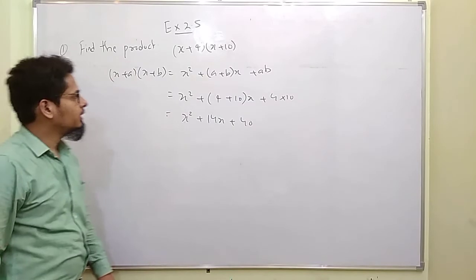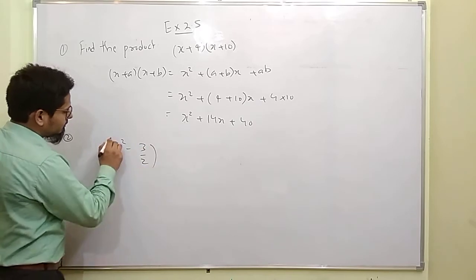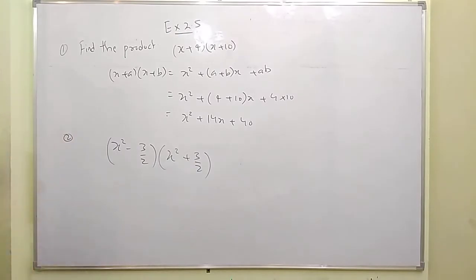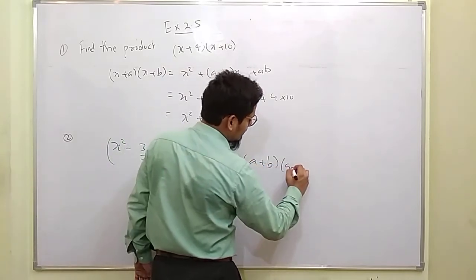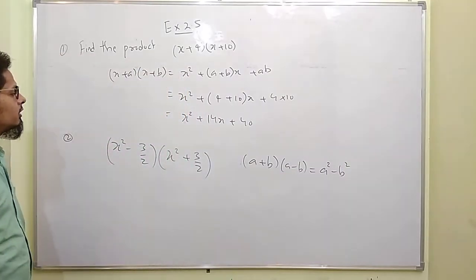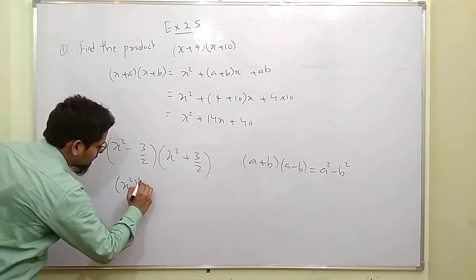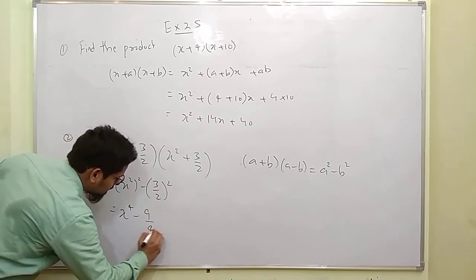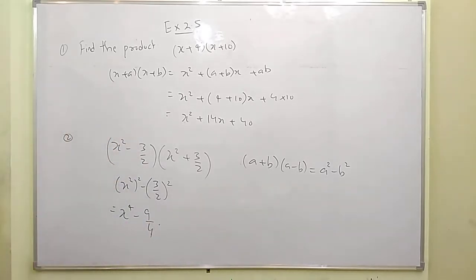It is the answer. Next, the question we may have, for example, (x square minus 3 by 2) and (x square plus 3 by 2). We have to multiply these two things. But it is in the form of (a + b)(a - b), that is equal to a square minus b square. When you multiply, then you will get this. So now here a is x square, b is 3 by 2. So it is (x square) whole square minus (3 by 2) whole square. It is x to the power 4 minus 9 upon 4. This is the answer, right? Well, these are the answers.